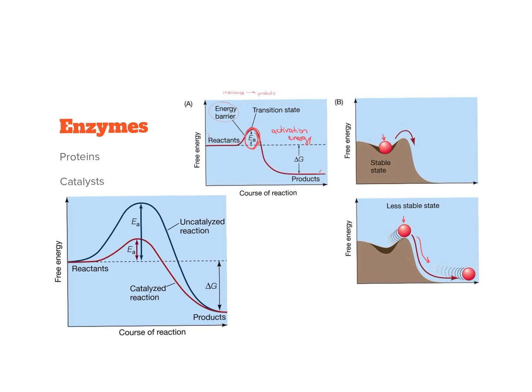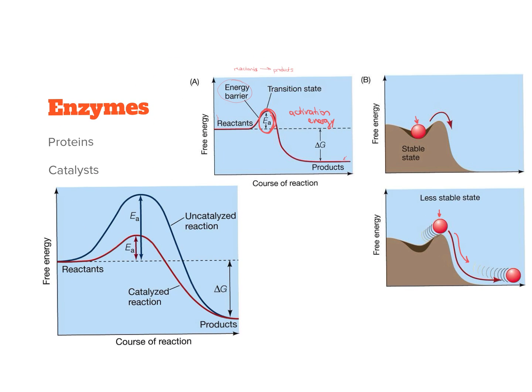So we can see over here, the blue line is going to be the reaction without an enzyme, and then the red line is going to be the reaction with an enzyme. So what the enzyme is doing is it's going to lower the activation energy that is required for the reaction, and if the activation energy is lowered, the reaction can happen at a lower temperature and it can happen much more quickly. So let's talk about this free energy thing over here.